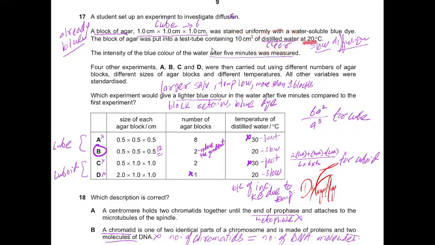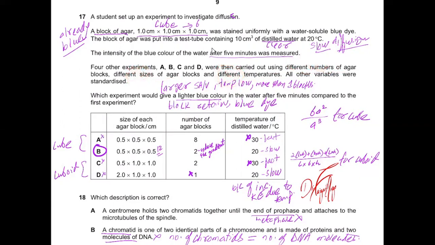So we allow it at 10-20 degrees C, and the intensity of blue color of the water after 5 minutes was measured. We know that if you have clear distilled water and this blue cube is placed in it, the blue cube would lose this blue dye to the distilled water, and gradually blue color will be there in the water after 5 minutes. We can measure its intensity after 5 minutes. Four other experiments, A, B, C, and D, were carried out using different numbers of agar blocks, different sizes of agar blocks, and different temperatures. There are three variables you are changing: the number, the size, and the temperature.